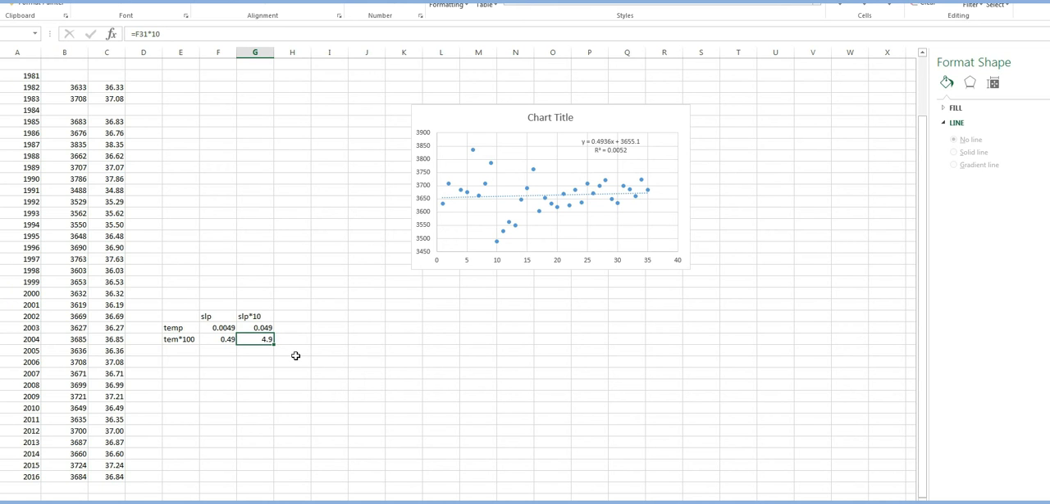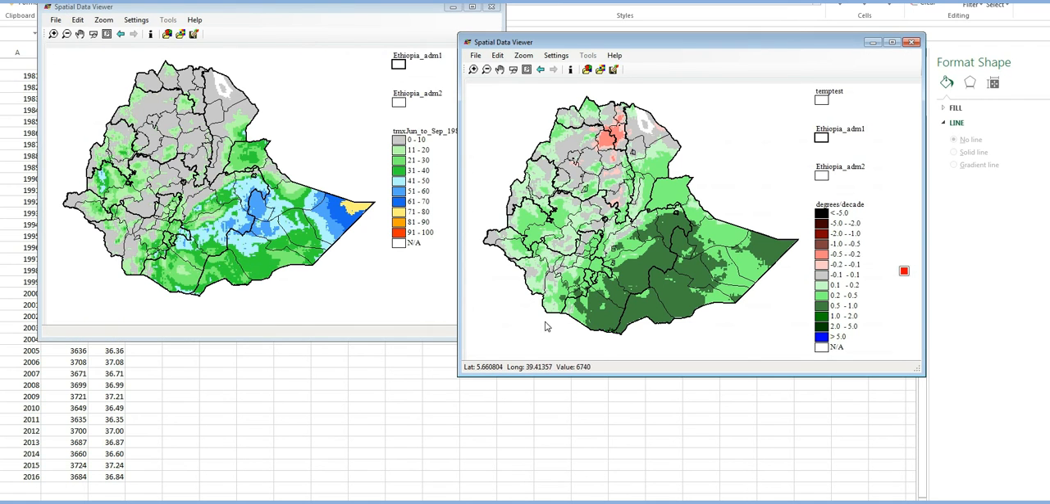So if we have these original values, I calculated the slope of that regression line for the original values would be 0.0049, and if I multiply by 10 to give it in per decade, is 0.049, right? Now if I calculate the regression line for the hundreds, this is the data that we are working with.